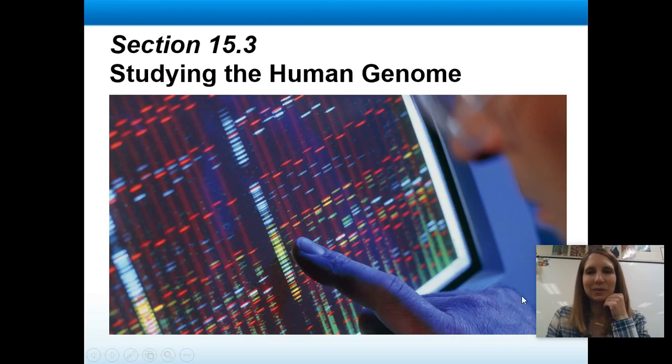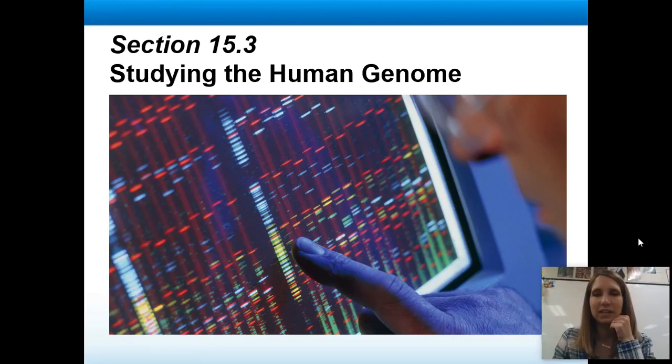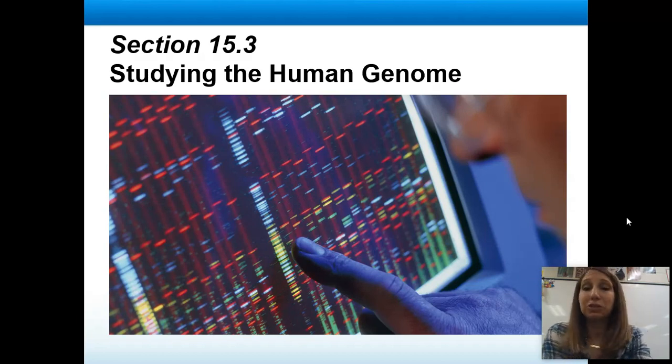Hey guys, so we're looking at section 15.3 here, which is called Studying the Human Genome. And so now we're going to step into how we create these things called genetically modified organisms. But also in doing so, we're going to talk about how we actually research genetic information, what we know about the human genome specifically, and how we go about trying to identify the function of a gene and whether or not it gets transcribed and translated into something like a protein.